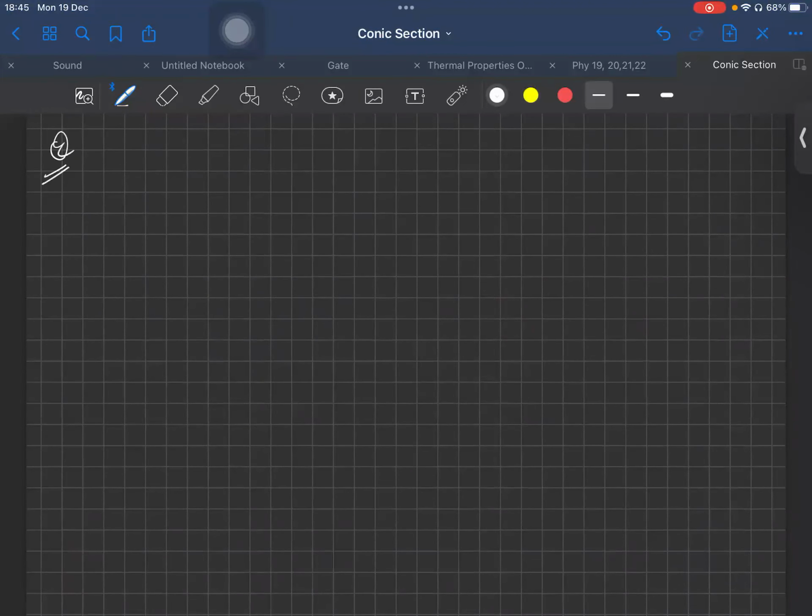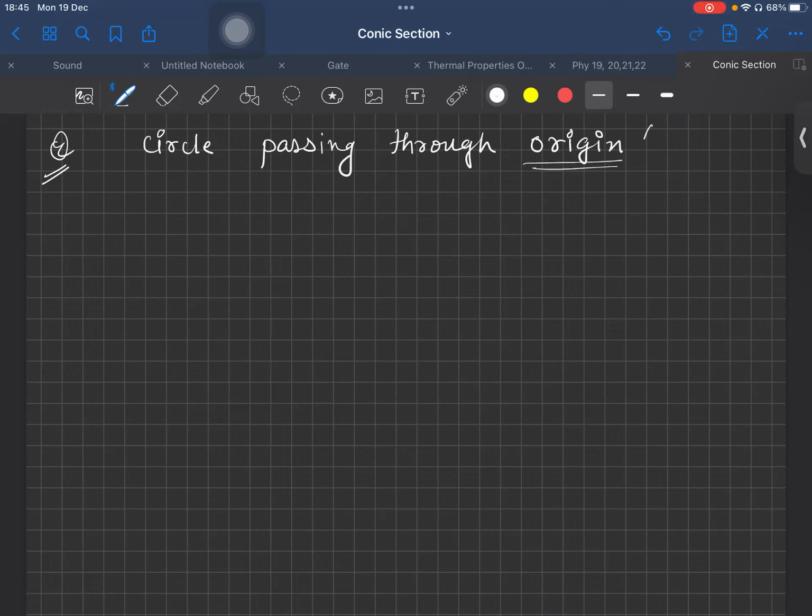Okay, now write down the equation of a circle that is passing through the origin. Passing through the origin. Origin is what? 0, 0. And the center of the circle is at h comma k. Okay, find out the equation of the circle.